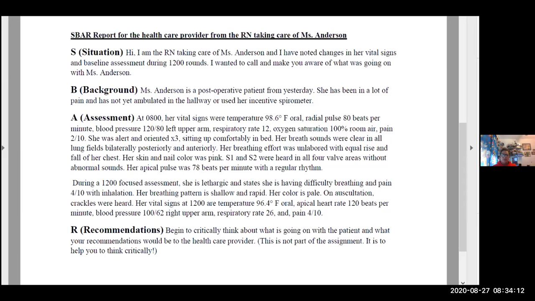You with me so far? Yep. And so the possibility here for a DVT that moved is better than the possibility of a post-op pneumonia. Here's why. Look at her temperature. Did it go up or down? Down. Right. So it's probably not a pneumonia, and pneumonia does not brew that quickly.